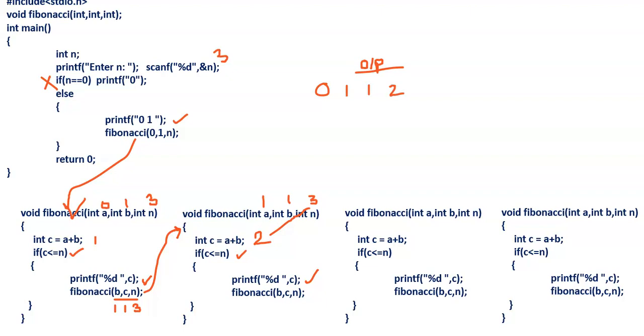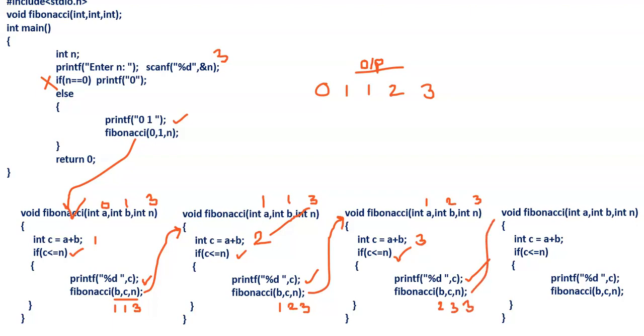2 is printed. And then again it calls the Fibonacci function with values b, c, n. What is b value here? 1. What is c value? 2. Now n value is 3. Again it calls the Fibonacci function. Here a value becomes 1, b value becomes 2 and n value becomes 3. Now c value is a plus b, 1 plus 2, that is 3. Again 3 is less than or equal to 3, which is correct. We print c value, that is 3. Again it calls the Fibonacci function with b value 2, c value 3 and n value 3.